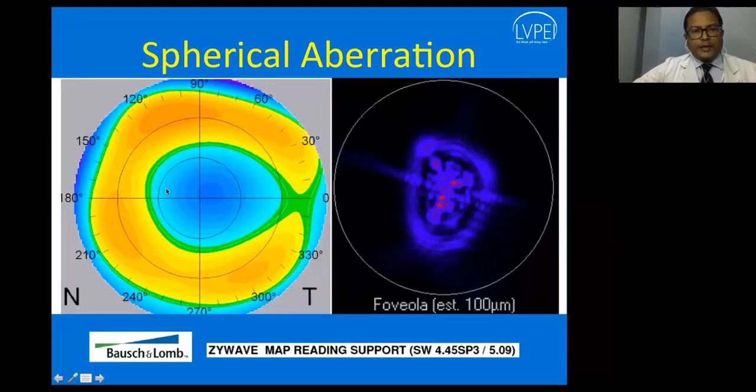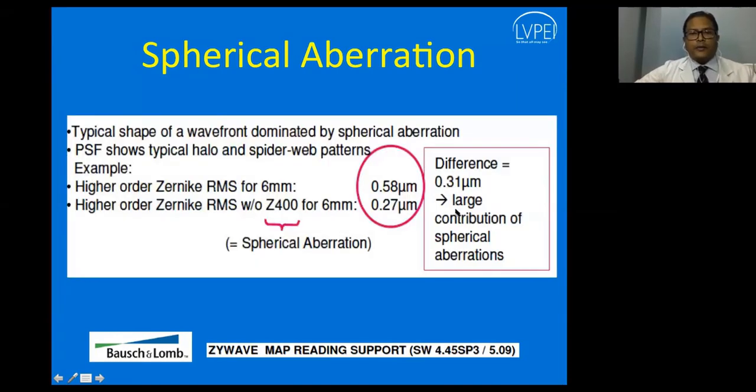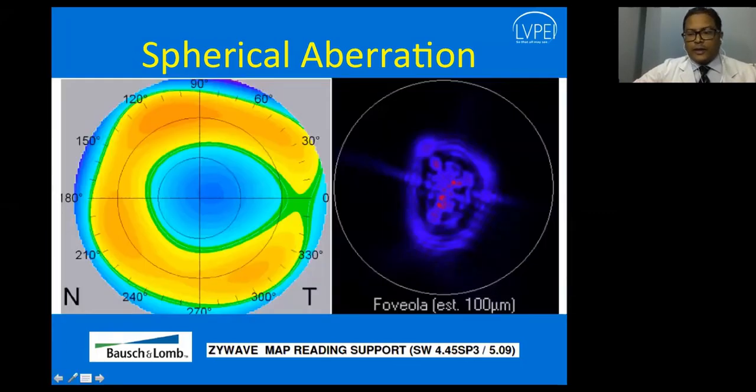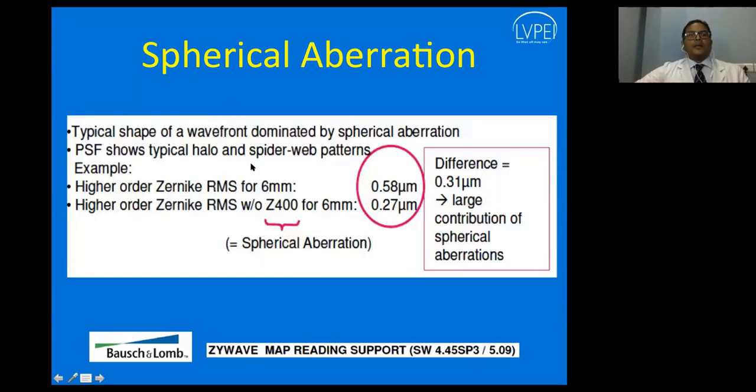So spherical aberration would typically appear or may be denoted like this. The figure on your right is the total aberration map, and on your left is the foveola test. The foveola test shows how a point source of light would appear to an observer when there is a lot of spherical aberration. There would typically be a spider web kind of pattern or a typical halo. Again, observe the foveola test. This will be a typical halo, and there would be spider web patterns.